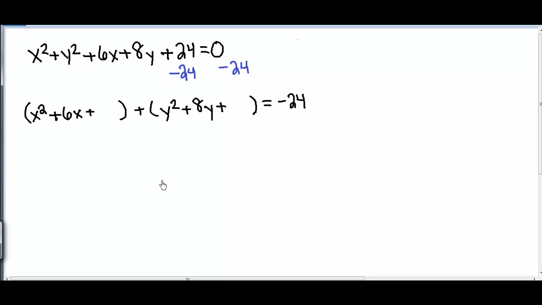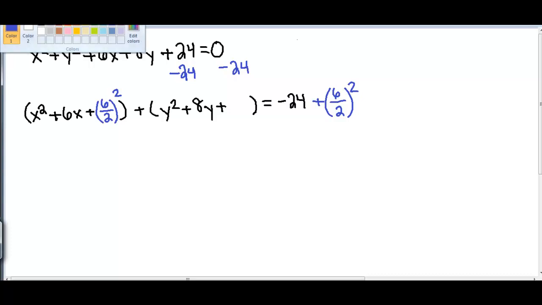So typically, what you're going to do when you complete the square, you take the b term. For the x's, b would be 6. So you take b divided by 2 and square it. So we would have 6 divided by 2 squared. And remember, this is an equation. What we do to one side, we do to the other. So we can't forget to do 6 divided by 2 squared on the other side of the equal sign as well. So we've taken care of the x's.